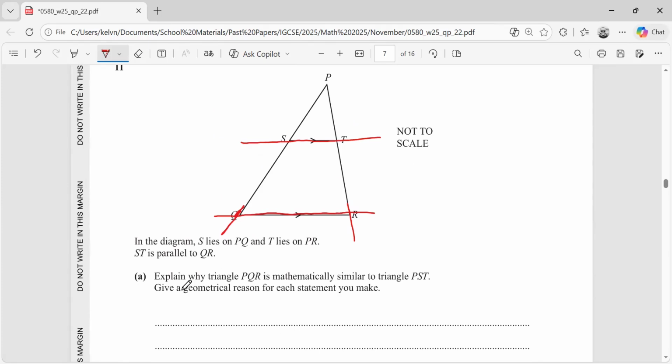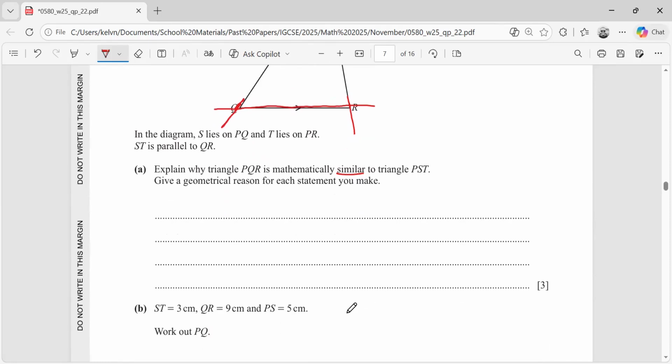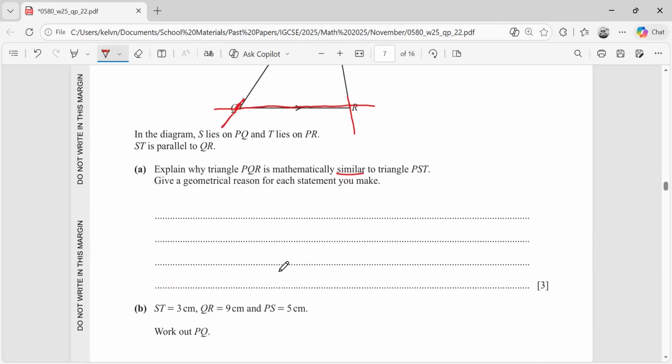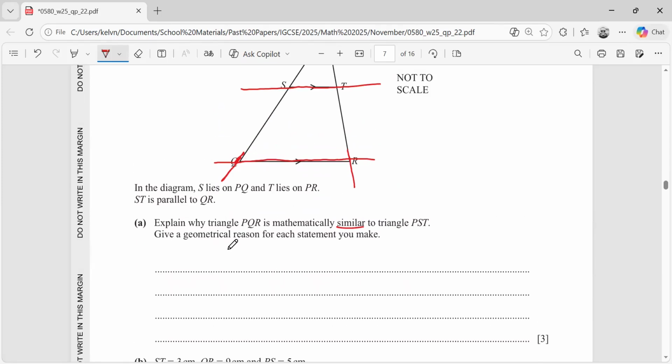It's very helpful. So it says explain why triangle PQR is mathematically similar to triangle PST, and then give a geometrical reason for each statement you make. This question is rare, whereby you are told to give a reason. But surprisingly, they came last year. We can just go through this one and find out what the reasons are.